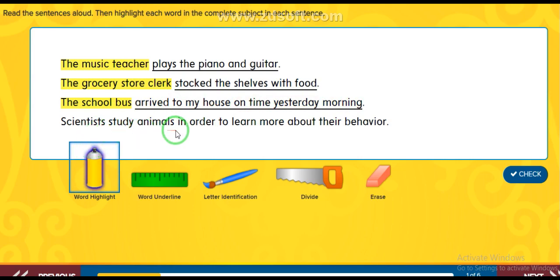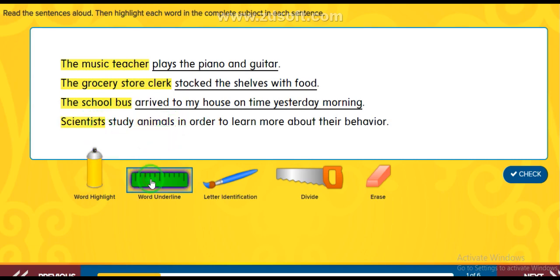Scientists study animals in order to learn more about their behavior. About whom am I talking? I'm talking about the animals? No. I'm talking about the scientists? Yeah. So who studies the animals? The scientists. The scientists study the animals.